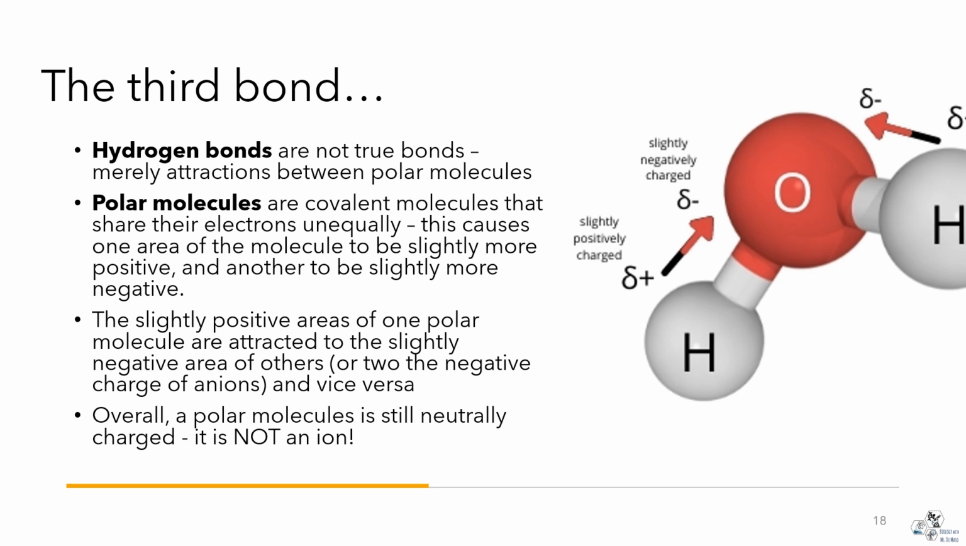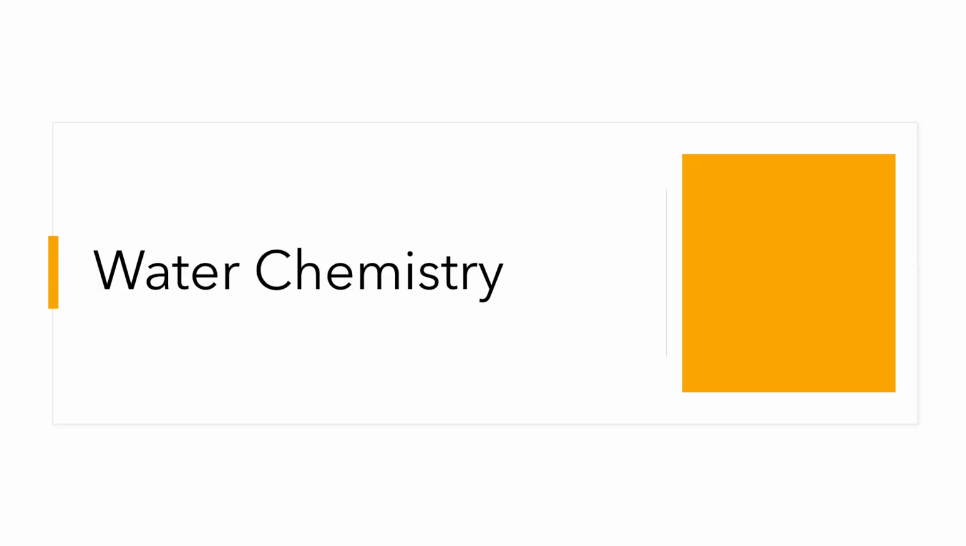Now, overall, these polar molecules are neutral. They don't have an actual charge. It's just that one area is a little more negative and the other area is a little more positive, but overall the molecule is not charged. So it's not like, oh, here's this molecule, it's positive or it's negative. It's still neutral. It just has positives and negatives starting to emerge within the molecule itself.